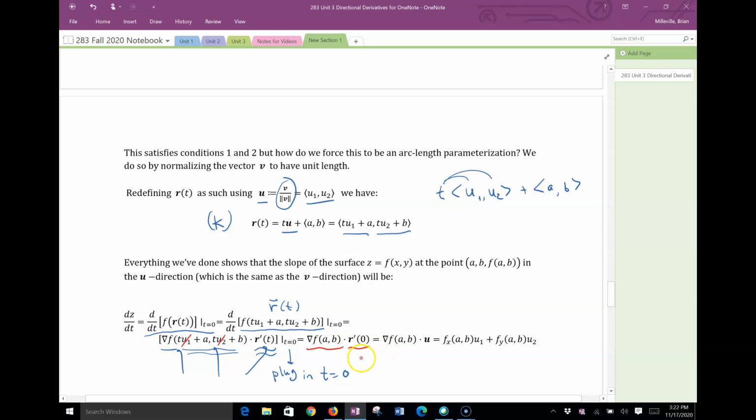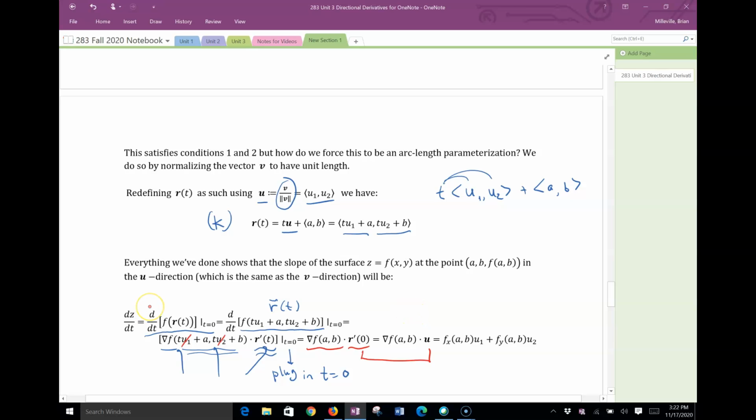But r prime of 0, the reason we cooked up this curve r of t up above here, in the asterisk, is specifically because one of the reasons was that the derivative at 0 was equal to our given direction vector, and that now we came up with the unit vector u. All right, so r prime of 0 is equal to u. All right, so there it is.